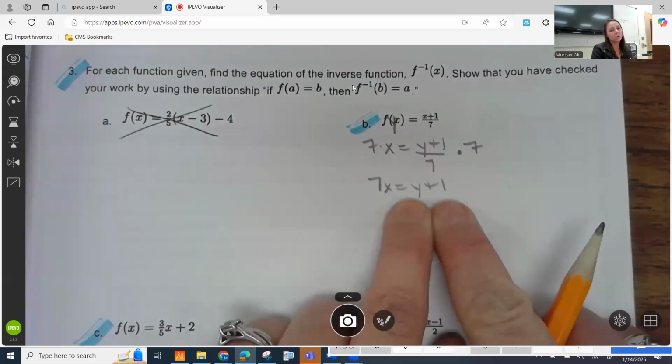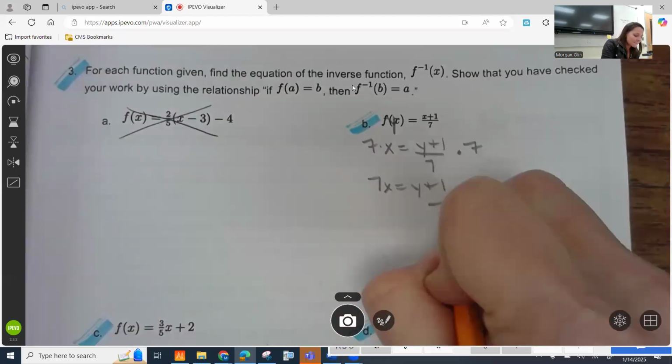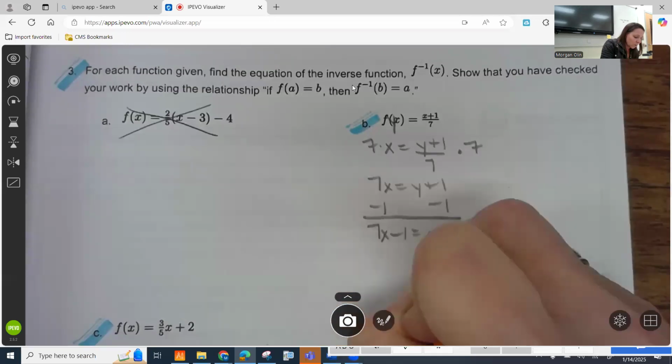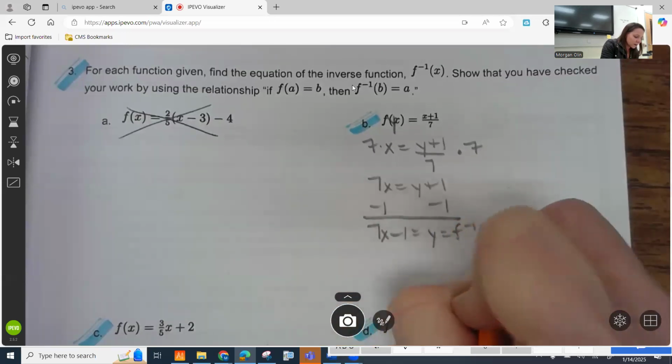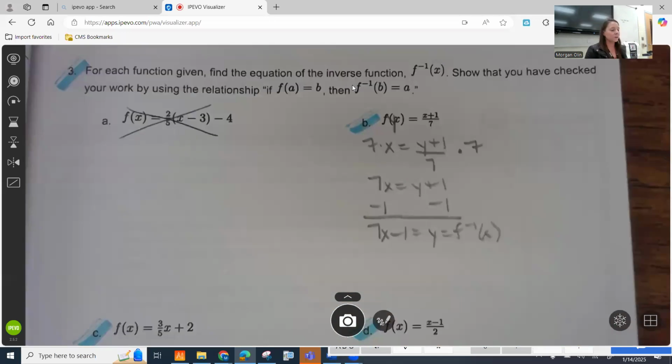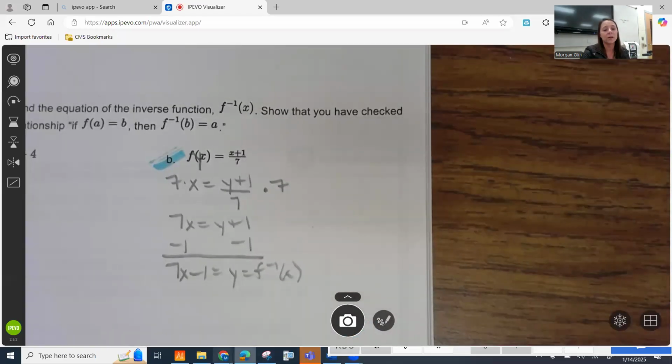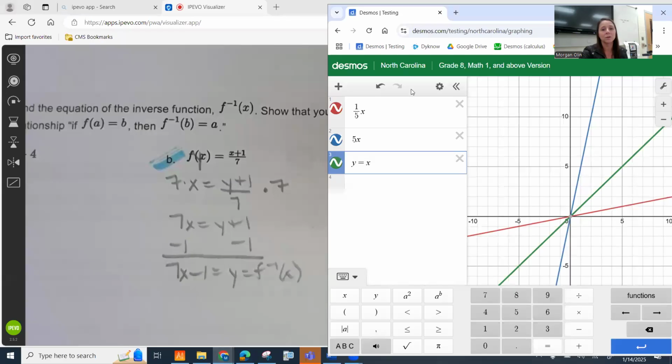Now, how do I get that 1 away from the Y? Well, notice it's plus 1. The opposite would be minus 1. So 7x minus 1 equals Y, or the inverse. Okay, so how do we know if we did this correctly? All right, you can check for yourself in Desmos, and that's what I'm going to do right now.